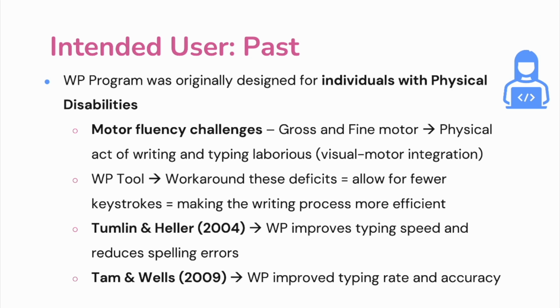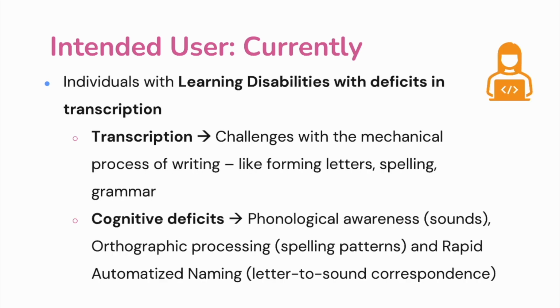writing process more efficient. Tumblin and Heller 2004 found that for some participants, word prediction software increased typing speed and reduced spelling errors. Likewise, Tam and Wells 2009, through visual inspection of their data, also found that word prediction software improved typing rate and typing accuracy.